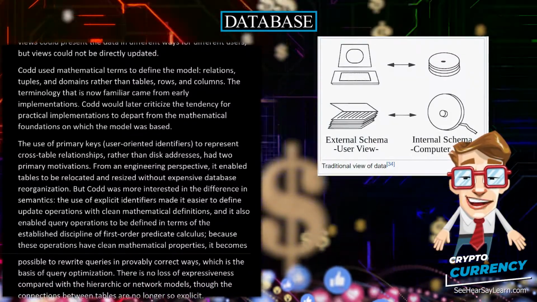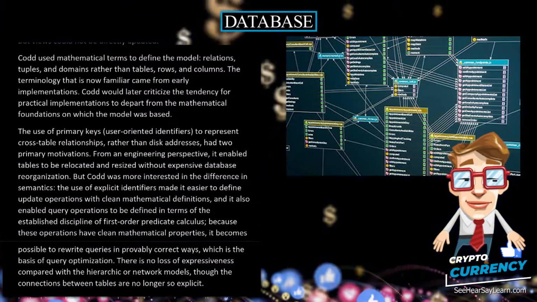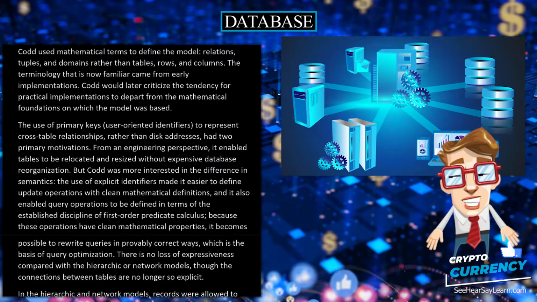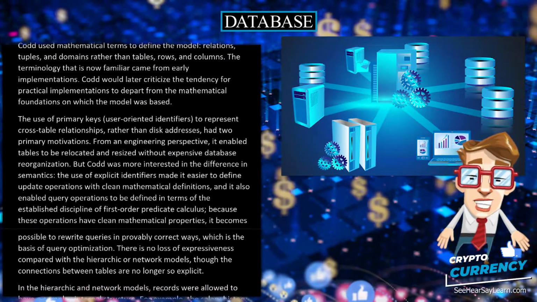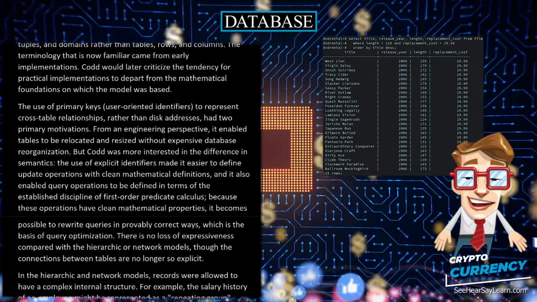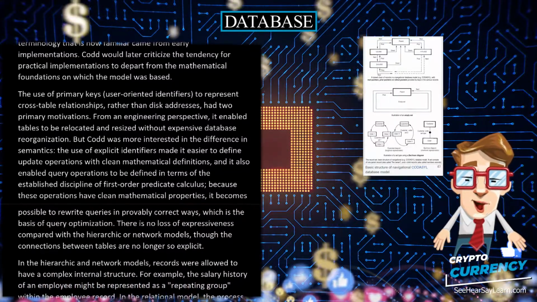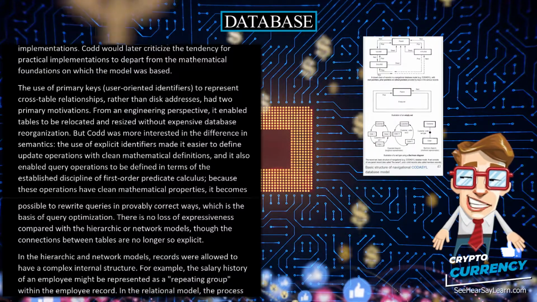The use of primary keys, user-oriented identifiers, to represent cross-table relationships, rather than disk addresses, had two primary motivations. From an engineering perspective, it enabled tables to be relocated and resized without expensive database reorganization.